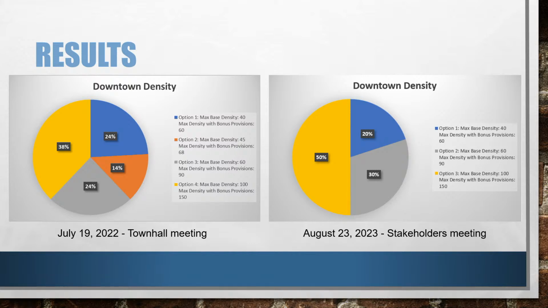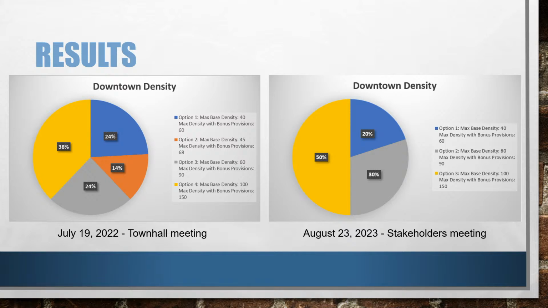In here, the largest slice of the pie is option 4, which is the max density of 100 and 150, at 38%. 24% is the gray, which was the option of 60 and 90. And then tied for second was option 1, the lowest, at 40 and 60, and option 2 at 45 and 68, that middle ground, only had 14%.